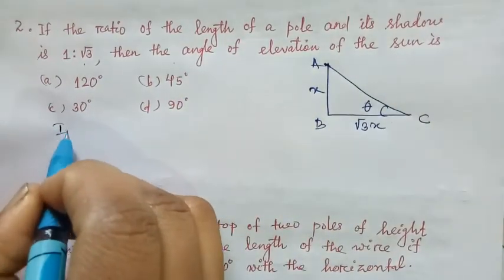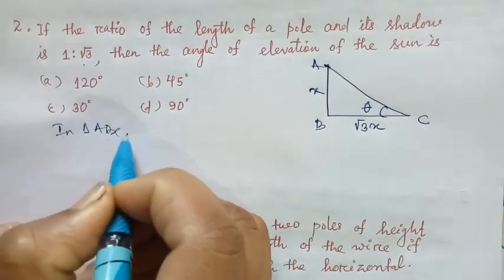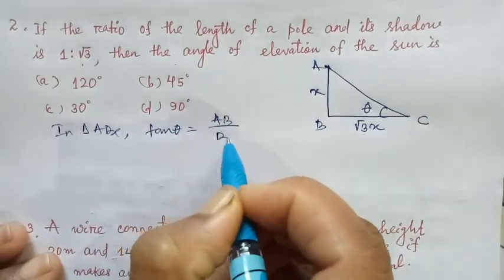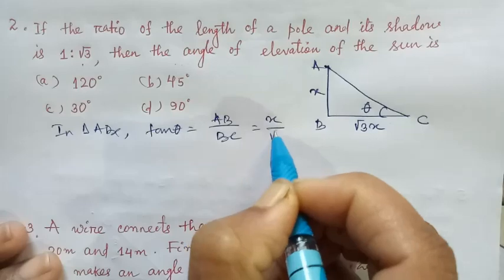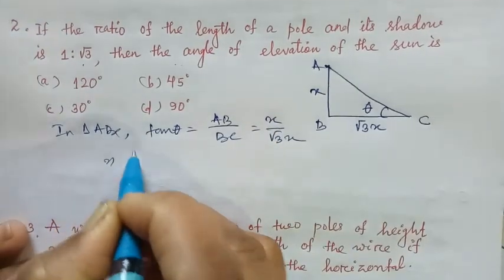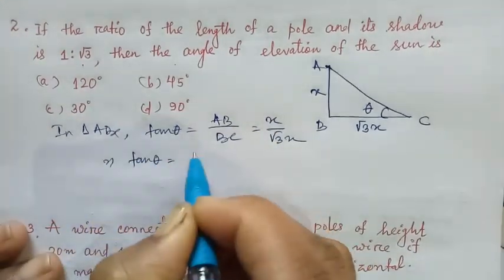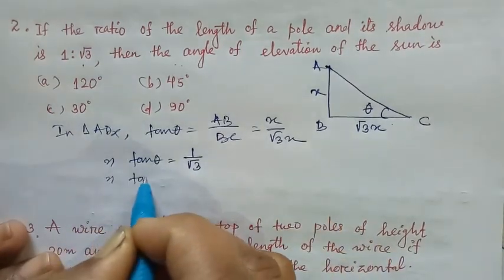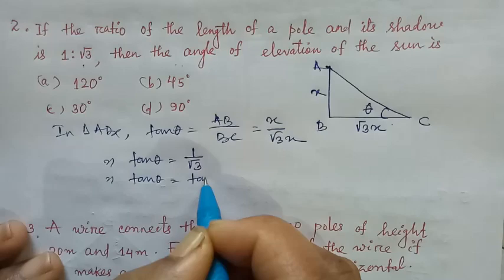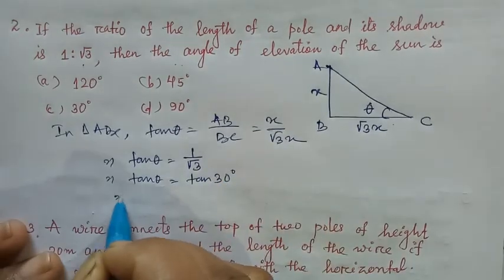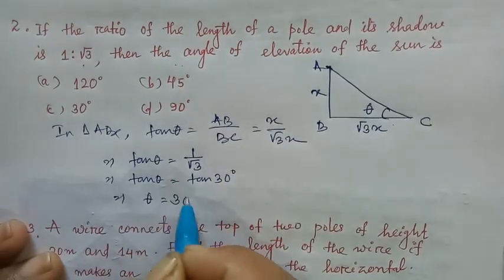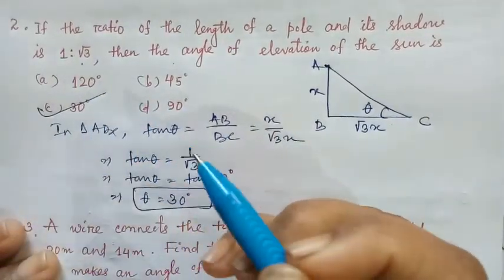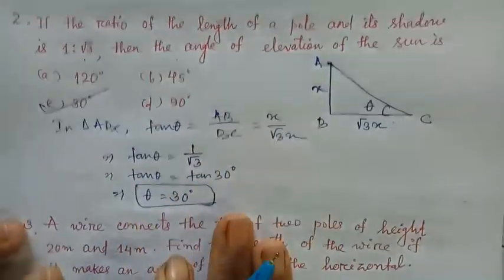So in triangle ABC, tan of theta is how much? AB upon BC is equal to X upon √3 of X. This implies tan theta is 1 upon √3. That implies tan theta is equal to tan of 30, so theta is 30 degrees. So option C. Okay. Next.